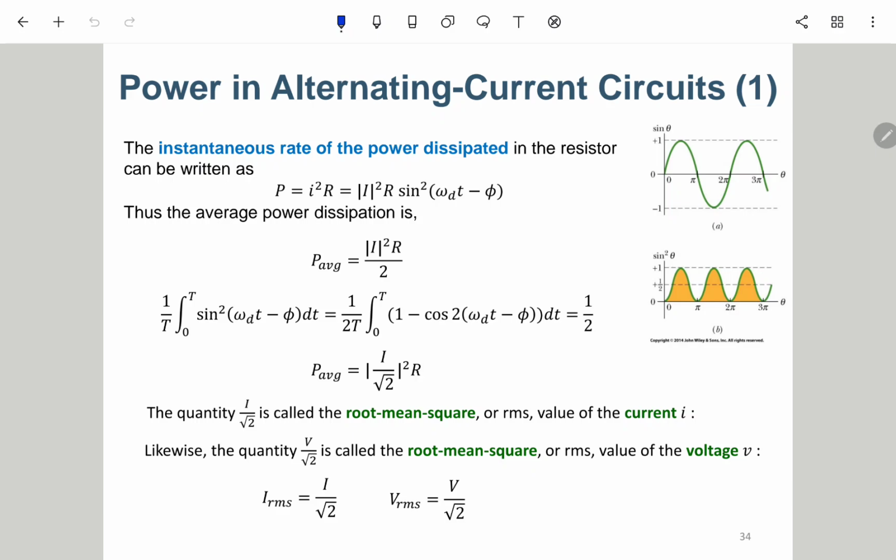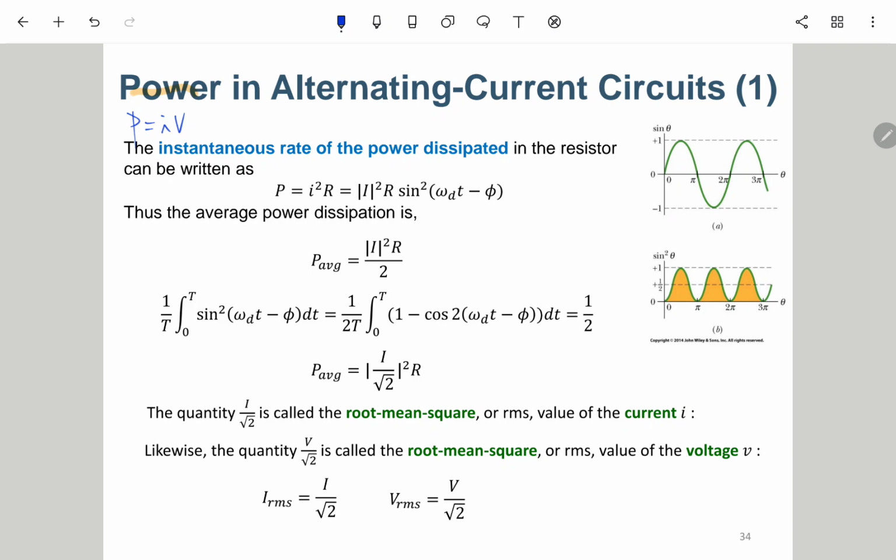So here we talk about the power in AC. For power in DC, which is where we learned most of the stuff previously, we have P equals I times V. If the source is DC, we just multiply the I and the V together and we have the power. But here the situation is a little bit different.